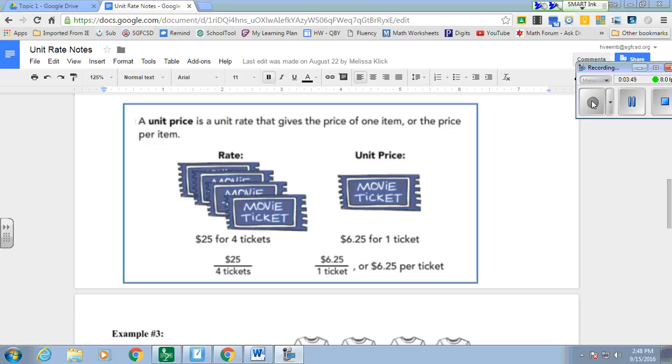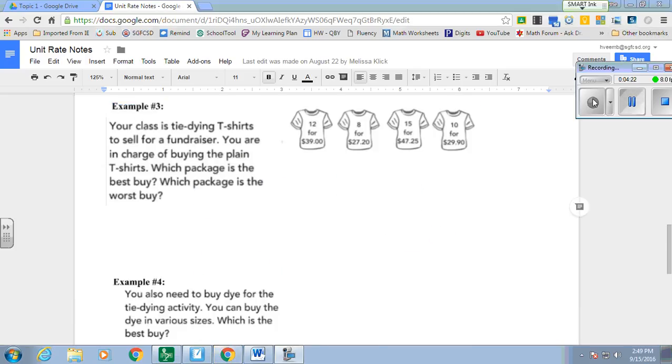So they're telling us here that the rate is $25 for 4 tickets. The unit price would then be $6.25 for 1 ticket. If we look right here, 25 divided by 4, I know 4 doesn't go evenly into 25, so I'm going to get a decimal. It's fine. It's money. No big deal. So it comes to $6.25 per ticket. So notice they've written it 3 different ways, and all 3 of those are completely acceptable. On the back, we'll do this first example together.